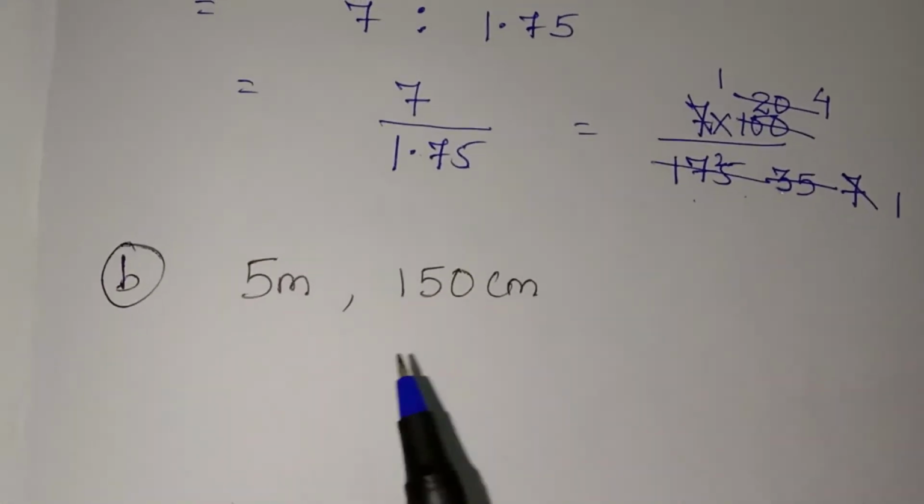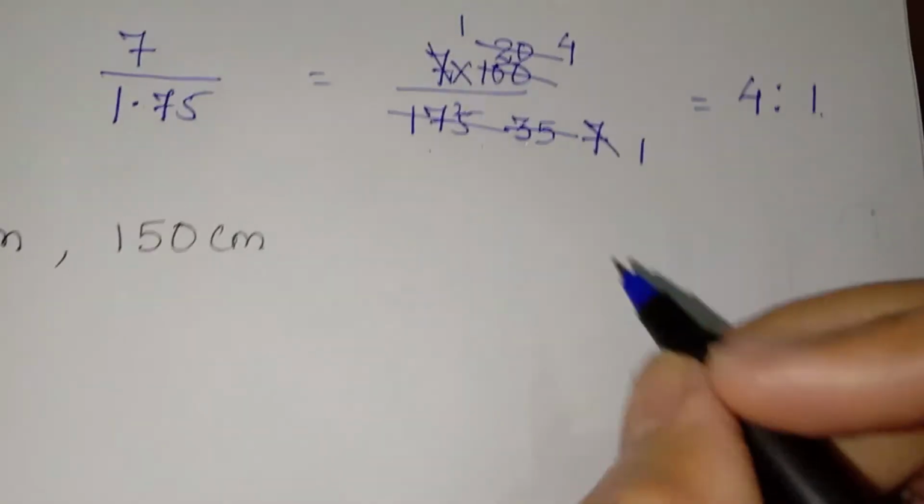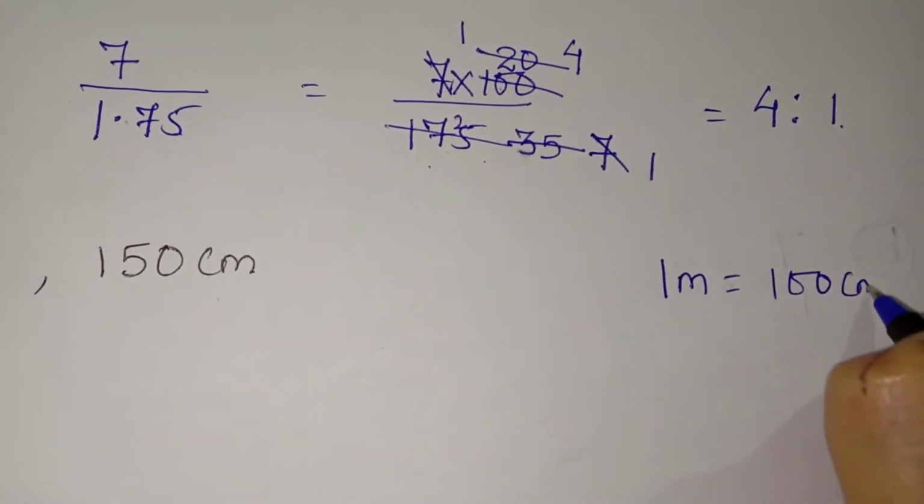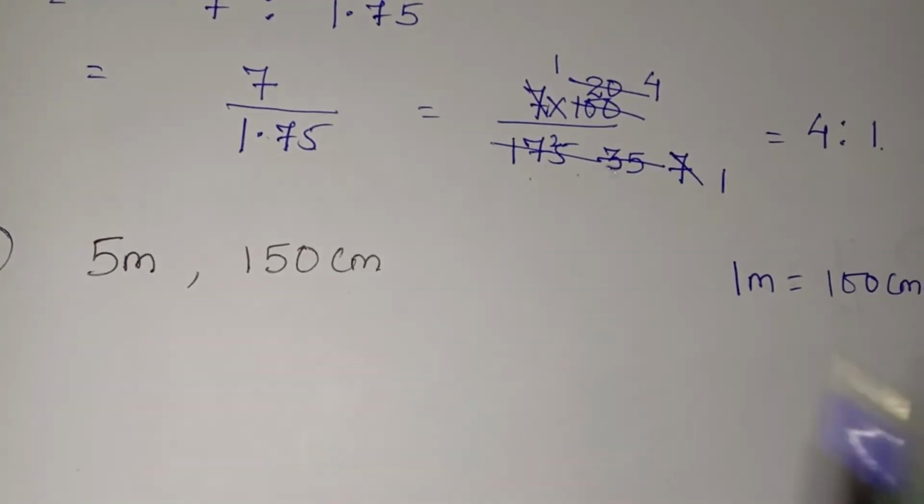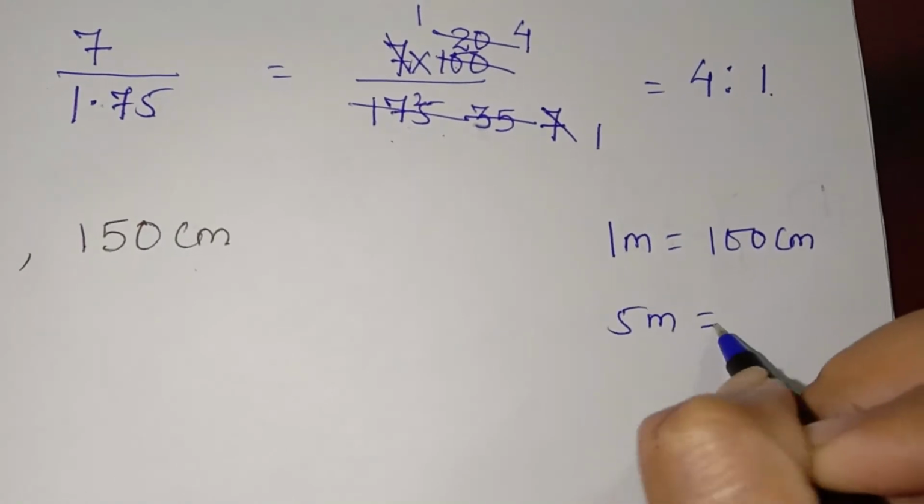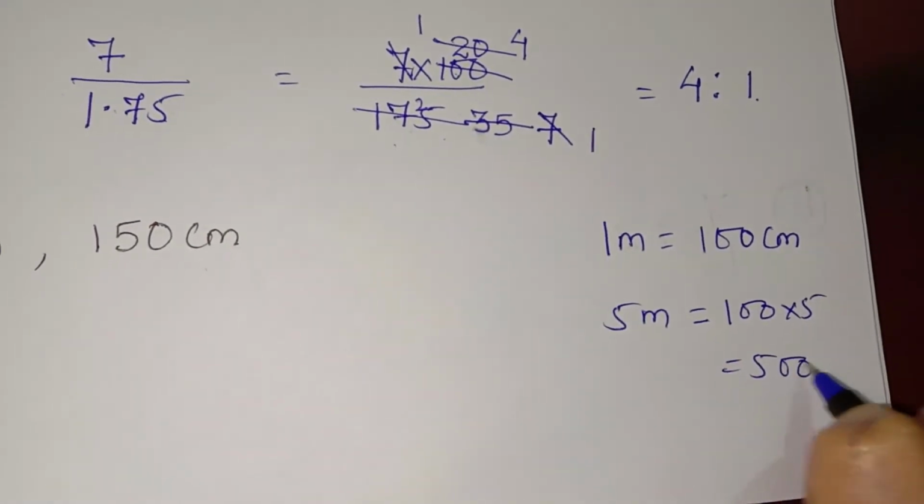Next is 5 meter and 150 centimeter. This is meter and this is centimeter. And 1 meter is 100 centimeter. That means in 1 meter there are 100 centimeters. So in 5 meter there are 100 into 5, that is 500 centimeter.